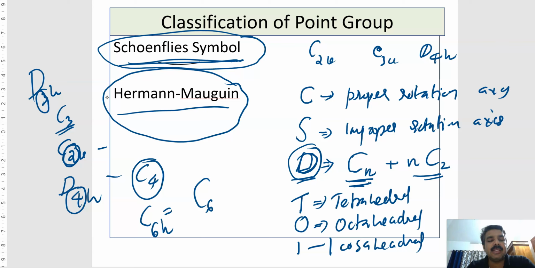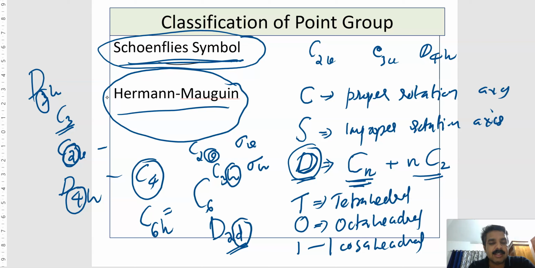Okay, and the subscript letters like v, for example C2v, this v indicates there is a sigma v plane. Or for example there is a point group like C3h, and this h indicates there is a sigma h plane. Or we can say there is a D2d point group. The point group D2d means there is a sigma d plane. So the subscript letter indicates the different types of planes. v indicates vertical planes, h indicates the horizontal plane, and d indicates dihedral plane.